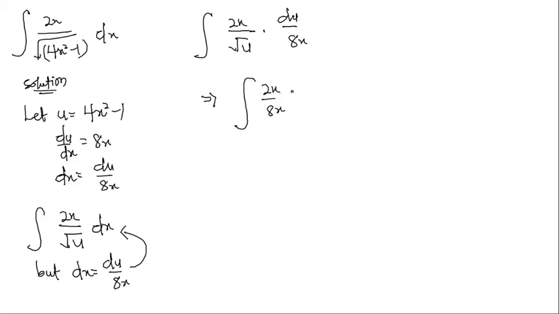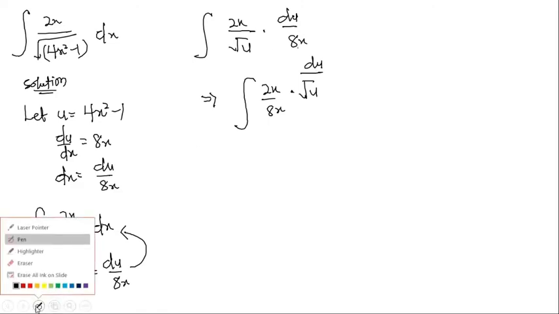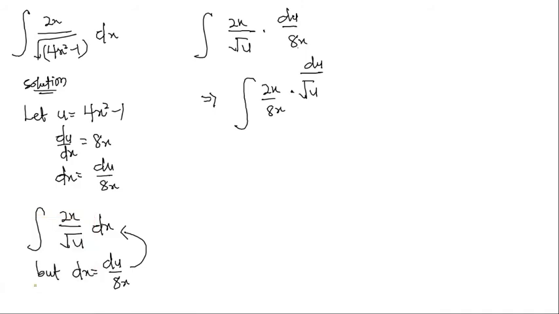Now from simple mathematics, I can rewrite everything over here as 2x on 8x multiplied by du on root u. I brought the 8x over here, and I brought the root of u in place of this. So I just switched their positions, but it is still the same. Alright, so from here we have the integral of, we know x will cancel this. Here will go 1, and it will go here what?